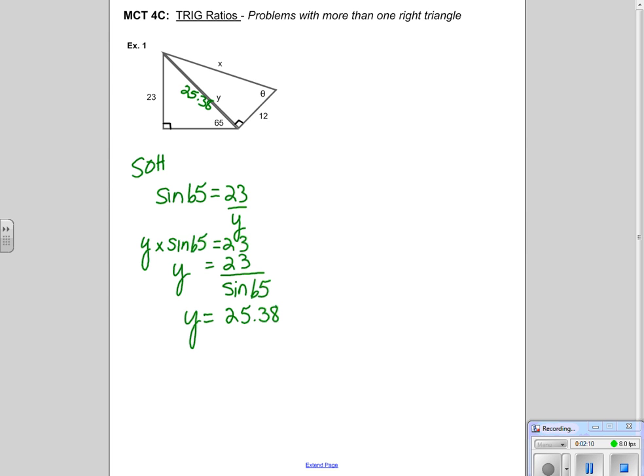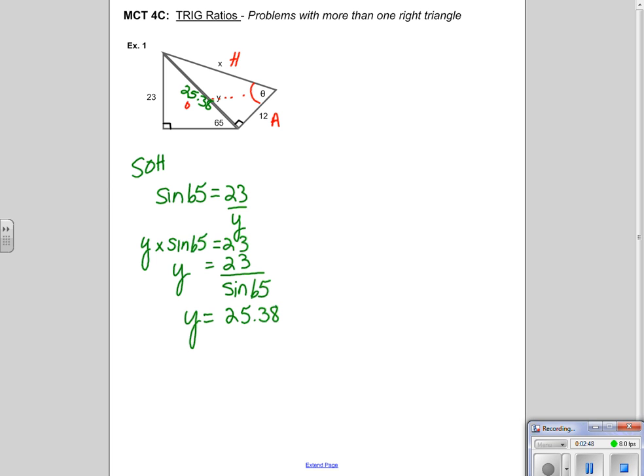So now I can do the top triangle, the one to the right, and solve for x and theta. You can do it in any order you wish because you have that y side and the smaller side of 12. I'm going to solve for theta next. I'm going to label my sides of this triangle. This is the hypotenuse side. 25.38 would be the opposite side, and the adjacent side is 12.